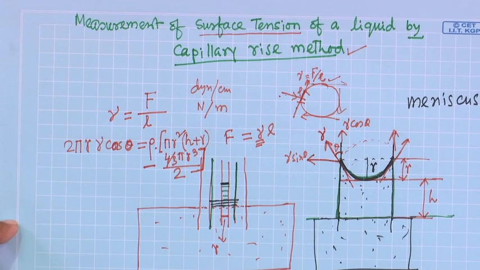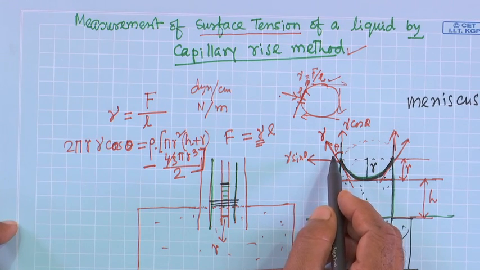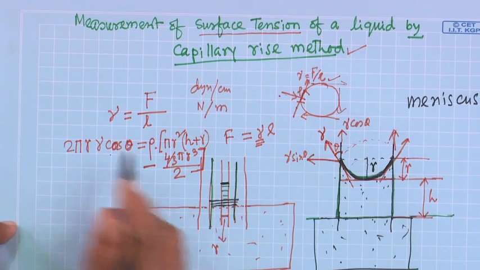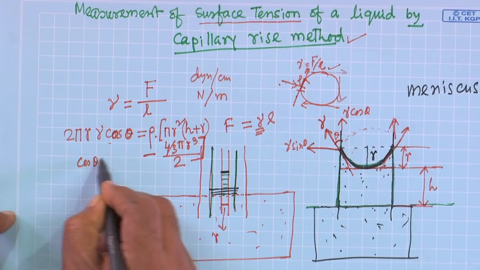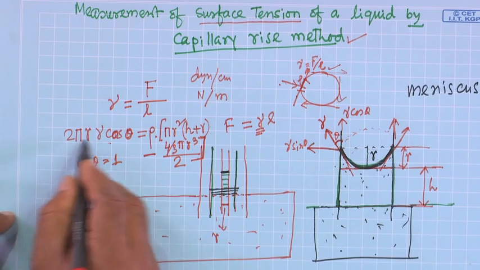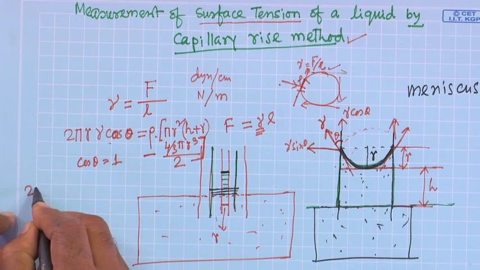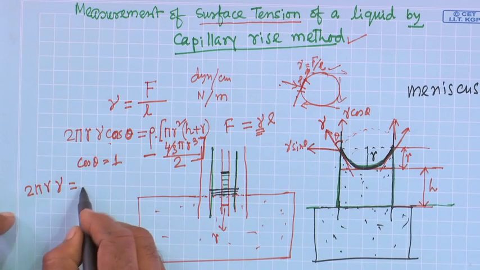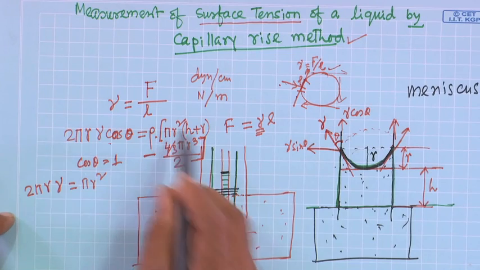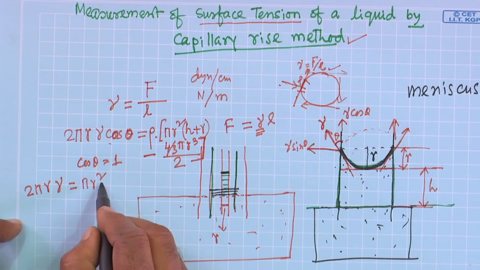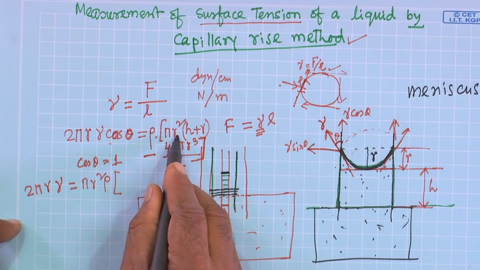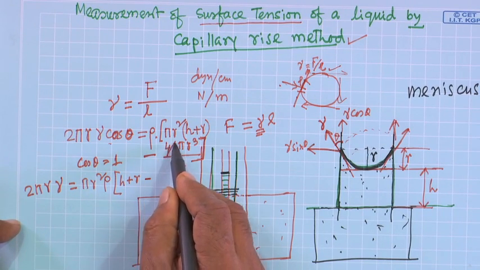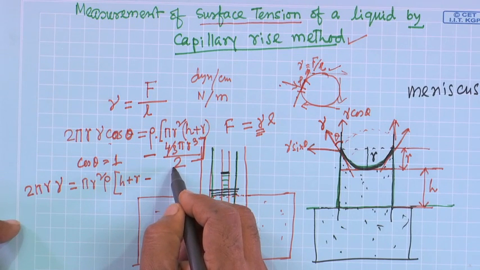Generally this angle theta is very small. If it tends to 0, then cos theta is 1. So we will assume that theta is very small, so basically cos theta equals 1. Then you are getting 2 pi r gamma equal to, from here I can take pi r square, rho is there. Inside there will be h plus r minus, here basically 4 by 3 by 2, so 2 by 3 r.